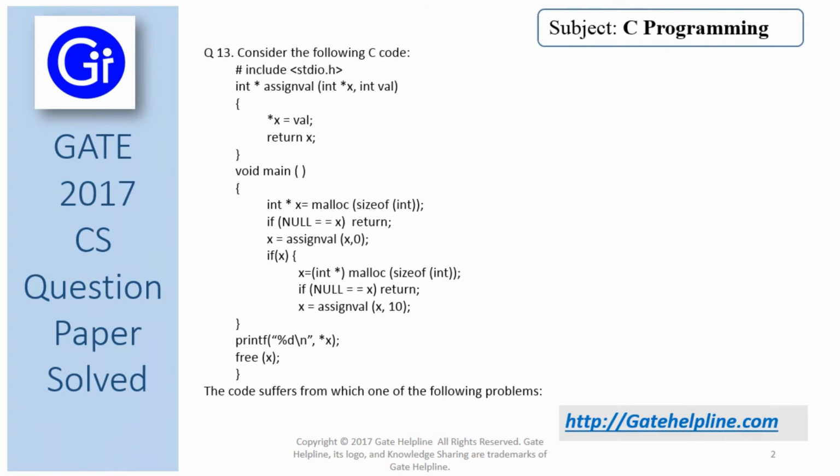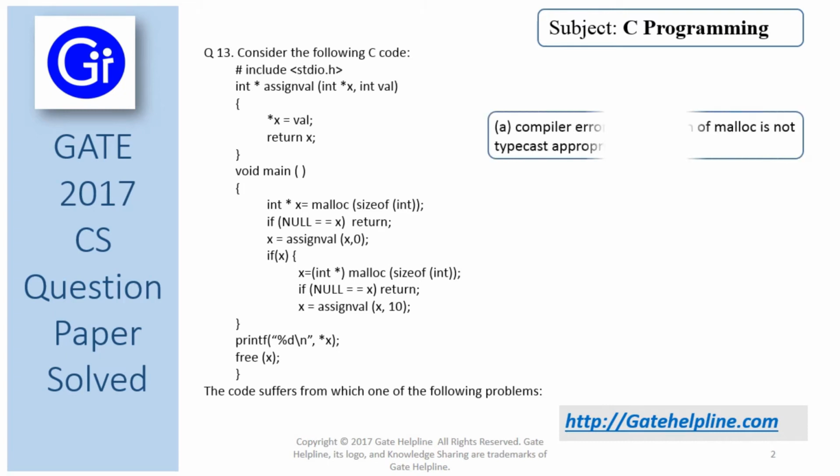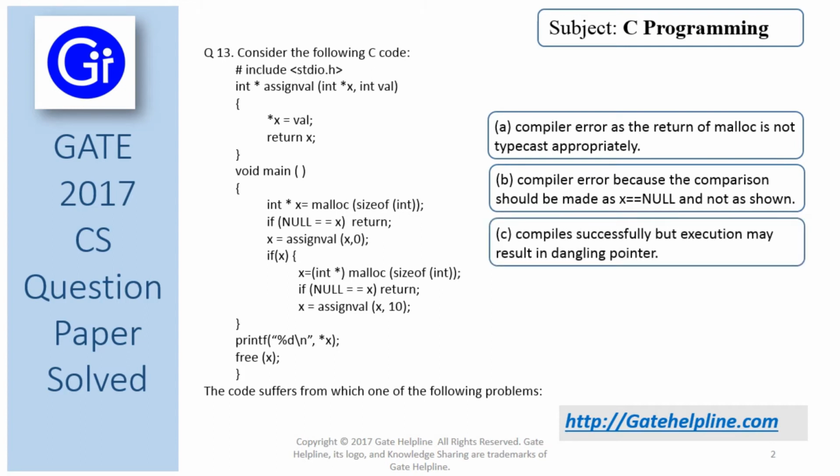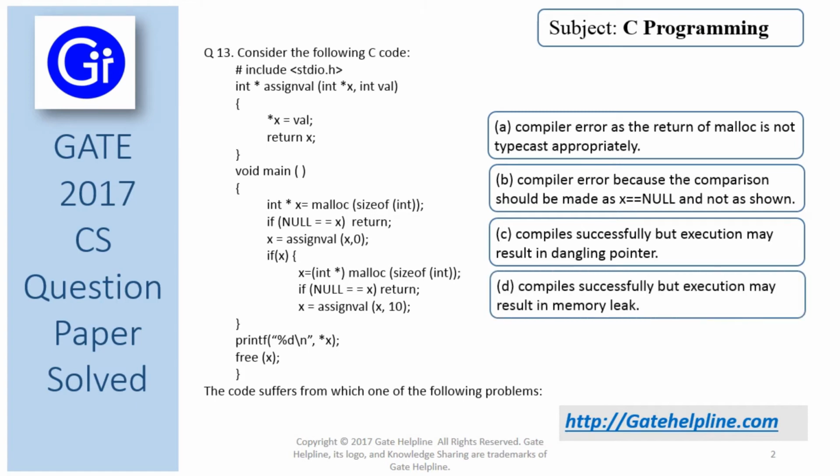So question number 13 is, consider the following C code, and the following is the C code. The code suffers from which one of the following problems? And the options are A, compiler error as the return of malloc is not typecast appropriately. Option B, compiler error because the comparison should be made as x double equals null and not as shown. C, compiled successfully but execution may result in dangling pointer. And D, compiled successfully but execution may result in memory leak.